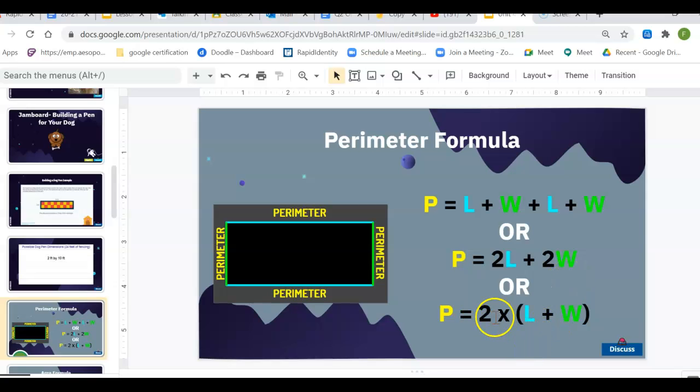Or I could say 2 times, in parentheses, length plus width over here. And that would give me the same. Each of these will give me the same answer. And in the case of the previous problem, it would give me 24.